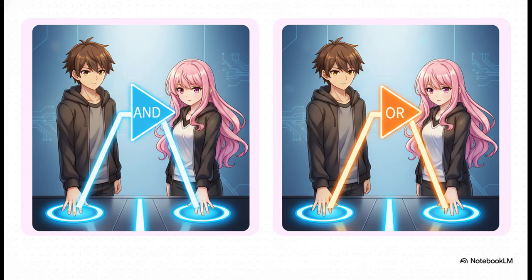The logic itself is built on these simple ideas we call gates. The AND gate, well, it's pretty strict. It only outputs a 1 if both input A and input B are 1. The OR gate is a lot more relaxed. It gives you a 1 if either input A or input B is 1. These are the fundamental building blocks of everything.